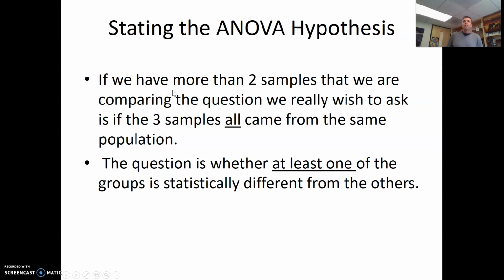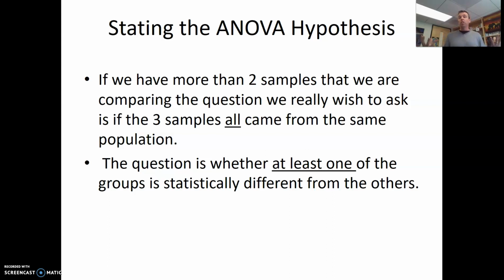So, stating the ANOVA hypothesis. If we have more than 2 samples that we're comparing, so more than 2 groups, what we really want to know, let's say if we have 3, is if the 3 samples all came from the same population. So if you have more than 2 groups, did all of those samples come from the same population? Really what you're asking is whether at least one of the groups is statistically significant from the other. So all an ANOVA is saying is whether at least one of those groups is statistically different from the other.